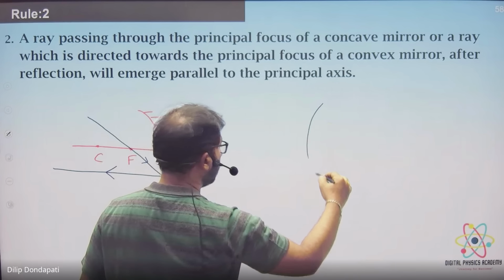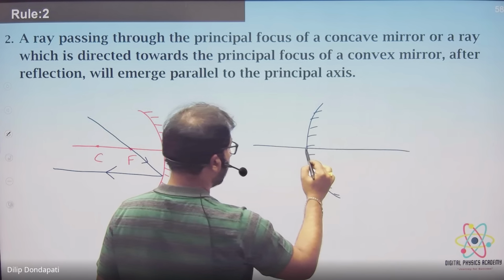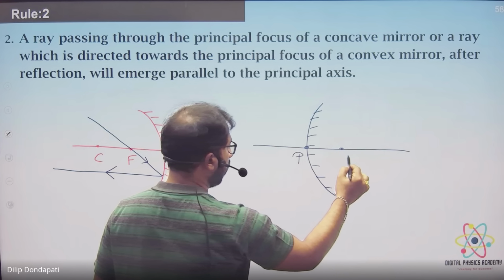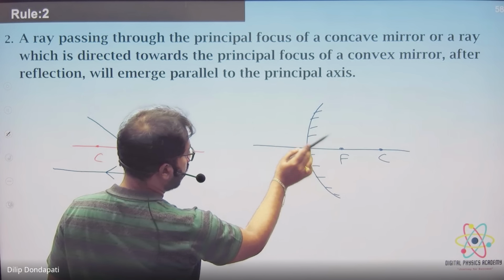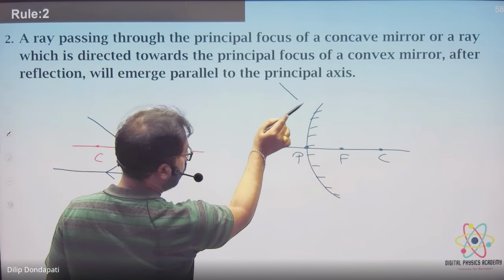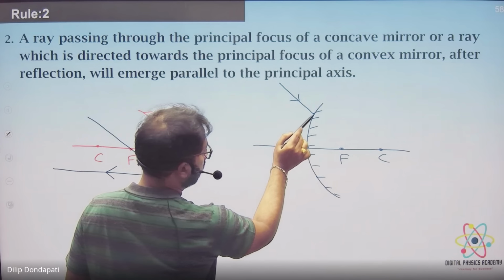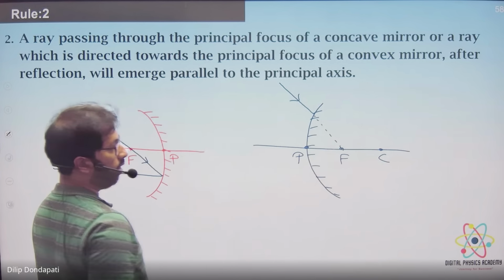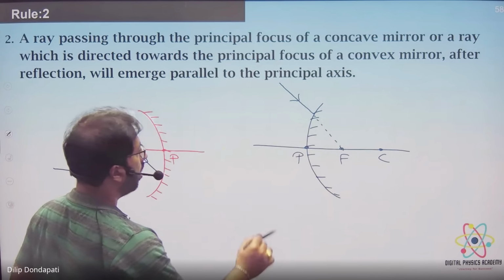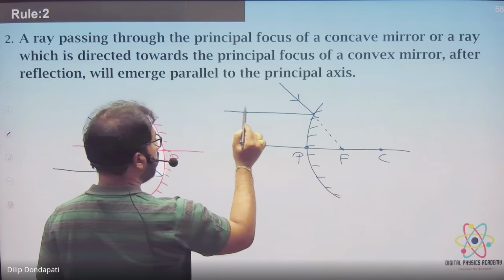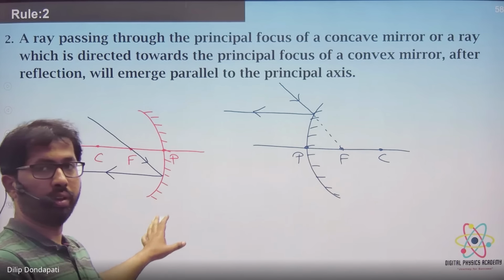Now convex mirror. Pole, focus, center of curvature. So the ray will not actually enter the focus, right? Because for the mirror, it appears to pass through the focus. Okay, laser light I put like this towards the focus. After reflection, it will move parallel to the principal axis. This is for convex mirror. This is for concave mirror.